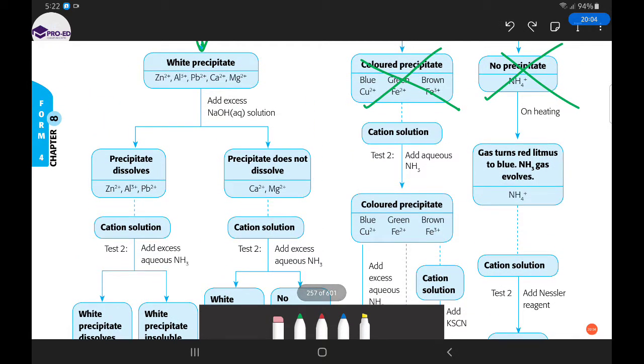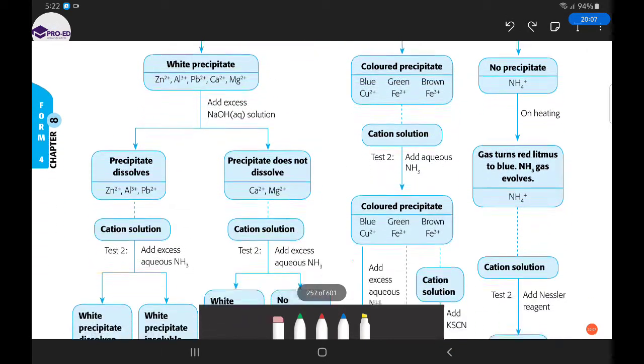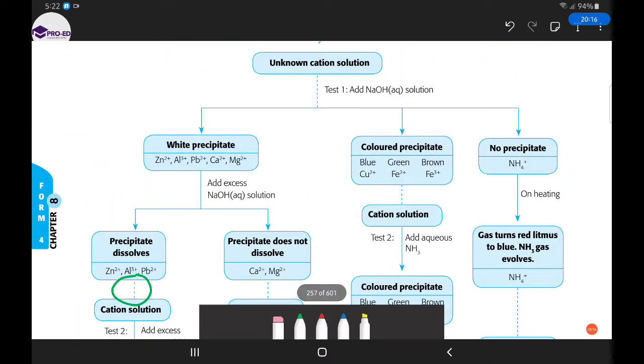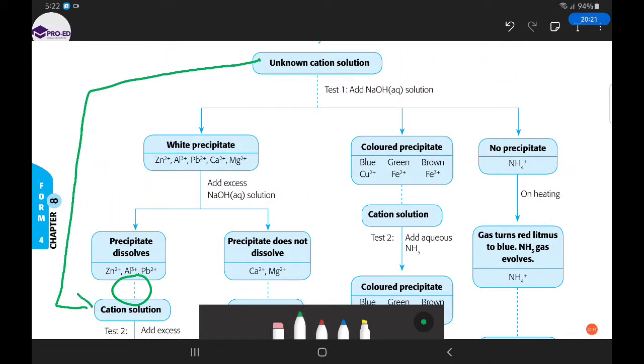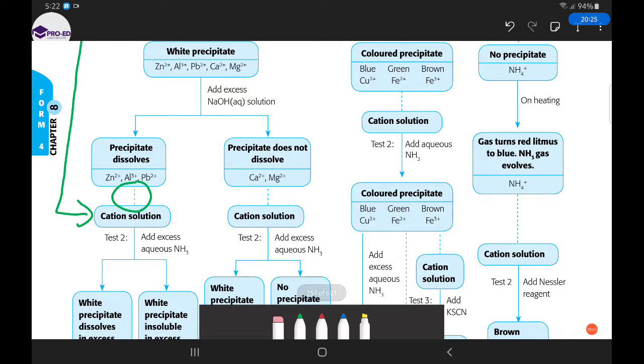Okay guys, every time you see a dotted line like this, that means we are starting with a brand new solution. That means we are going back to this step, taking a brand new solution and starting the experiment again. That's what a dotted line means, okay?